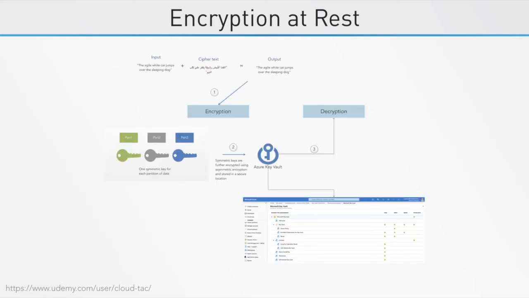Keys must be stored in a secure location with identity-based access control and audit policies. Data encryption keys are often encrypted with asymmetric encryption to further limit access.